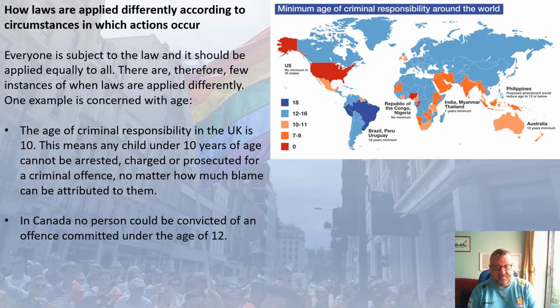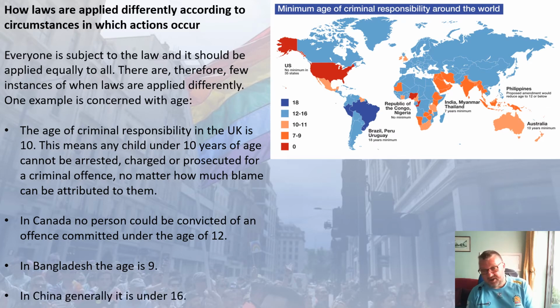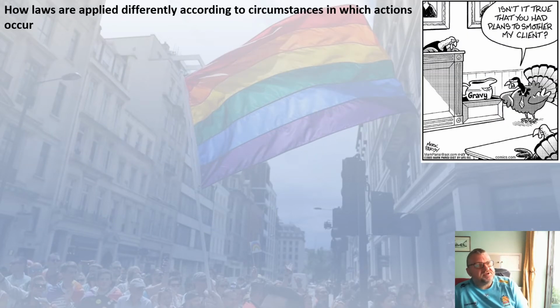In Canada, that age is not 10, it's 12, so 2 years different. In Bangladesh, it's 9, so 1 year younger. So you can start to see how these ideas differ from country to country. And in China, generally 16, just under 16. Okay?